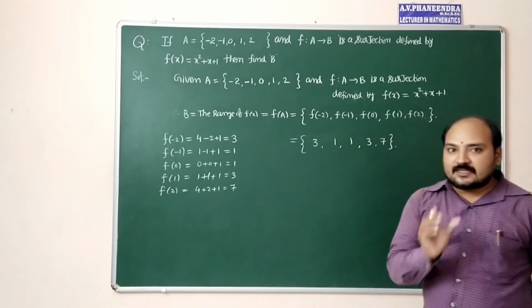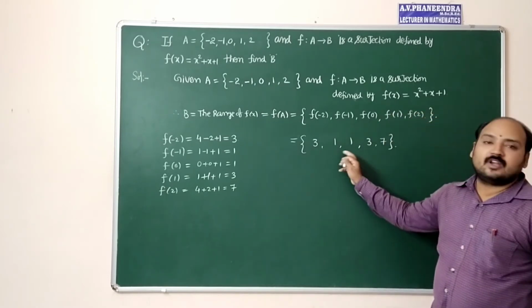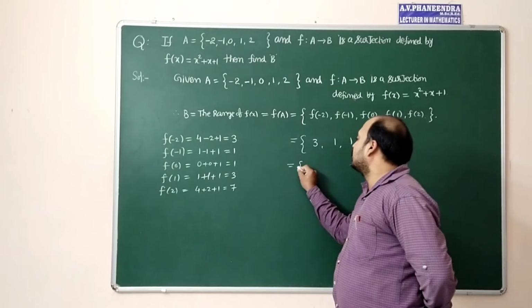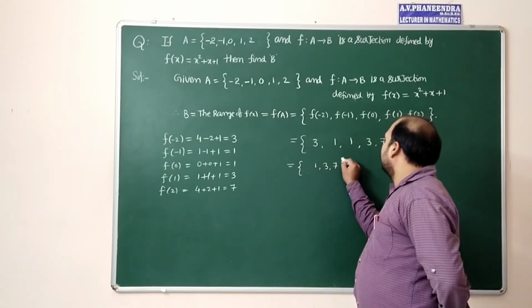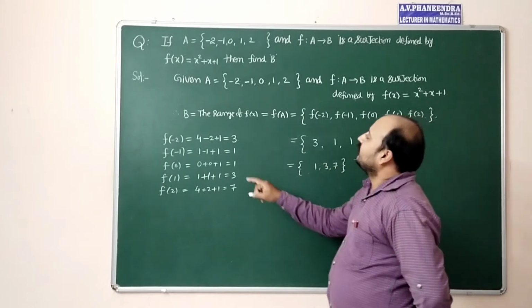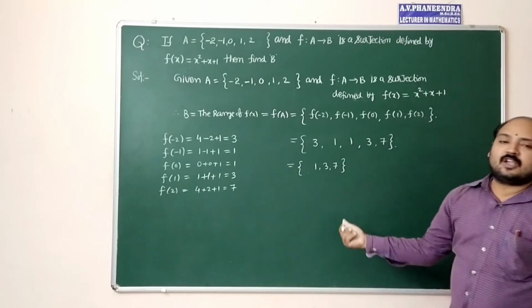We know that in set theory, repetition is not allowed. Here 3 is repeating and 1 is also repeating. So we can write them only once instead of twice. So 1 comma 3 comma 7. Therefore, the range of f of x, or b equal to f of a, is {1, 3, 7}.